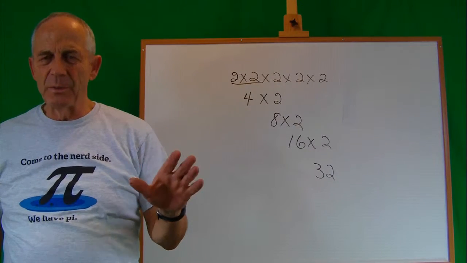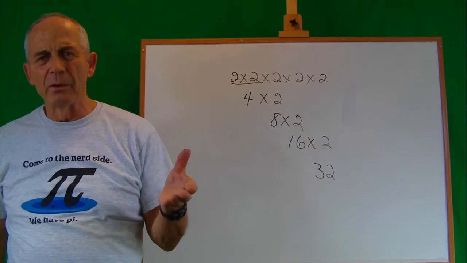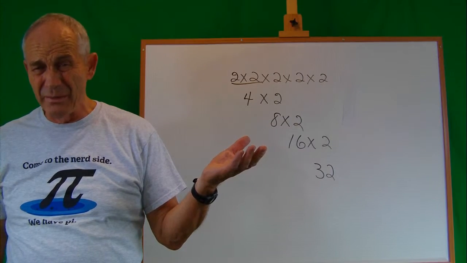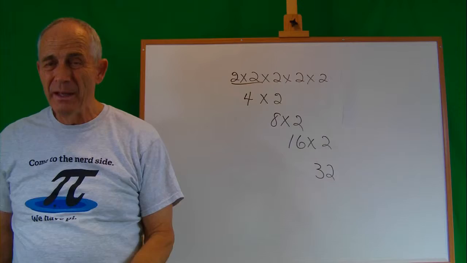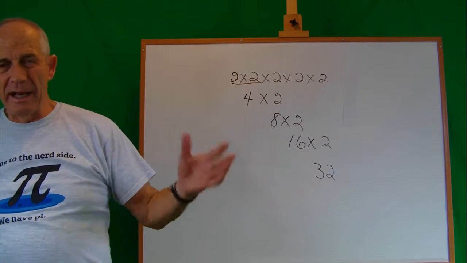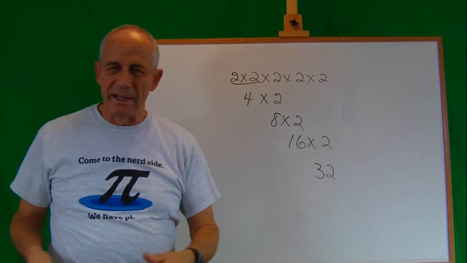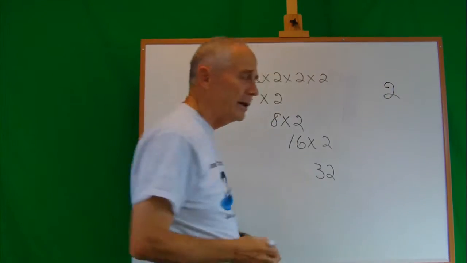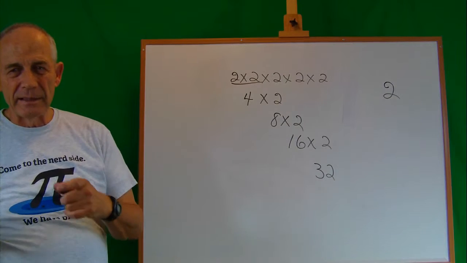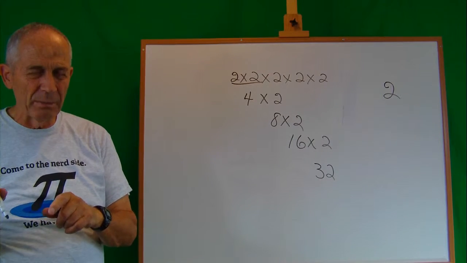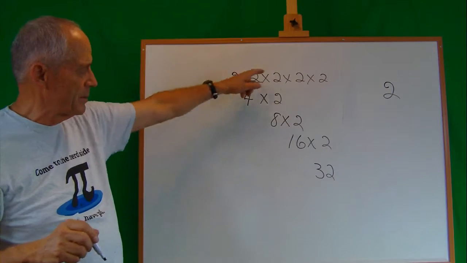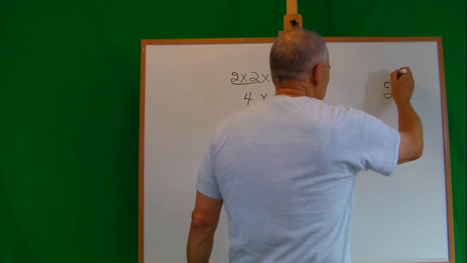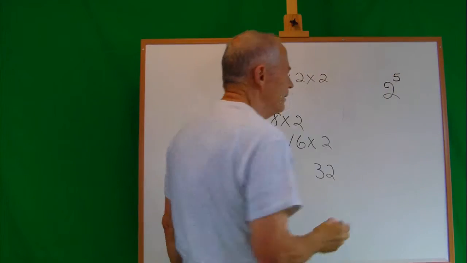Mathematicians, I said this before, they're efficient. They don't like to have to write all this out. Again, imagine what the math books would look like if you had to write that out every time. So somebody came up with the idea, and I'm not sure who did, but I'm glad they did, because they said, okay, let's take the number that we're multiplying, and then to tell us how many times we multiply that number by itself, which is what we did there, we're going to put a little number to the right and above.